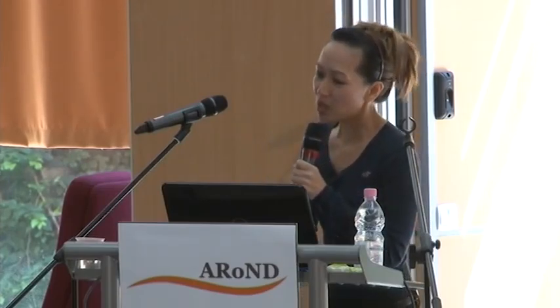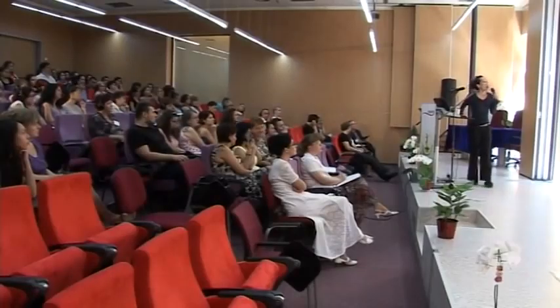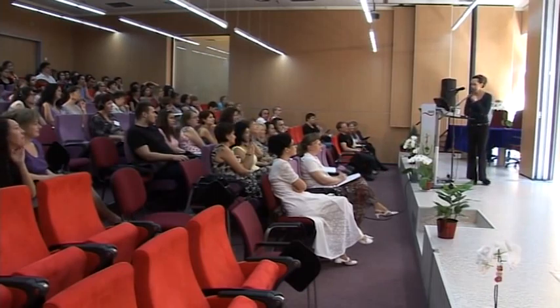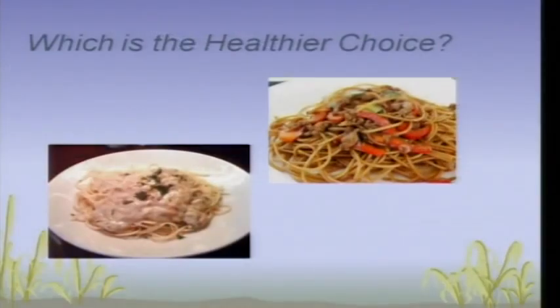Okay, now these are spaghetti noodles. Okay, on the right side, I actually have a whole wheat spaghetti noodle dish. And on the left side, I have a white spaghetti noodle dish. Which would be the more desirable choice?